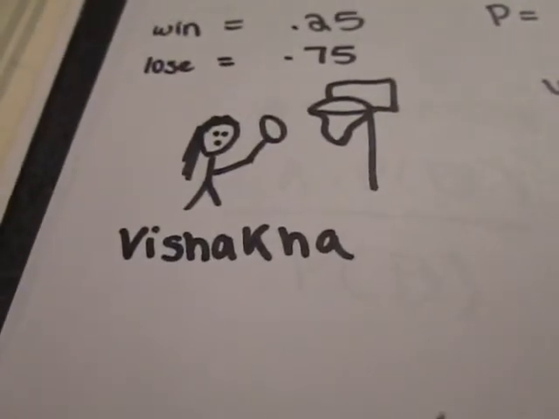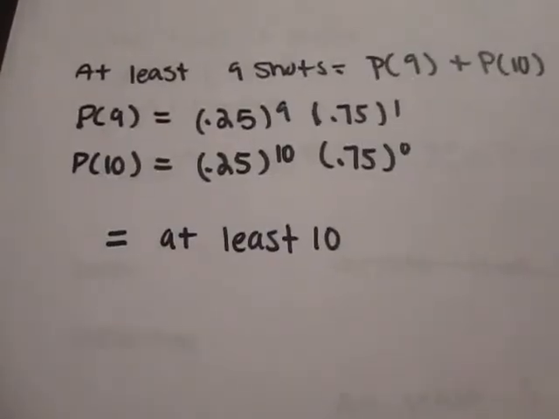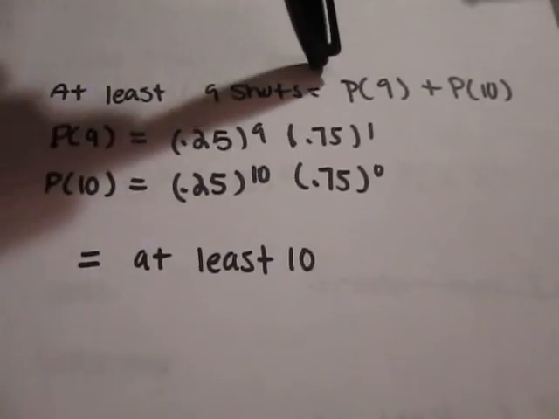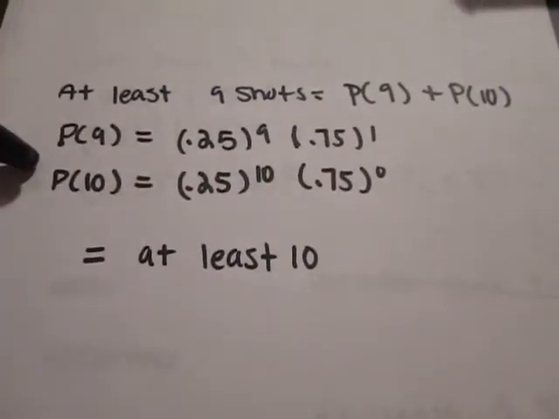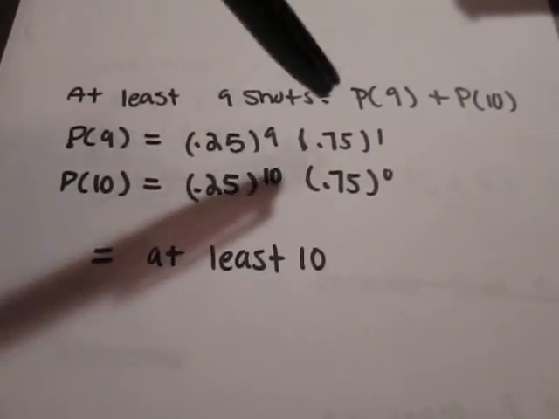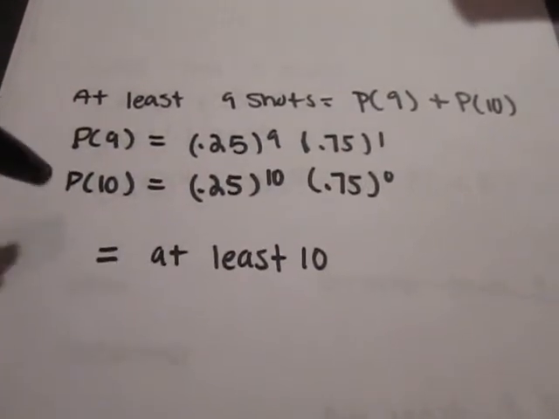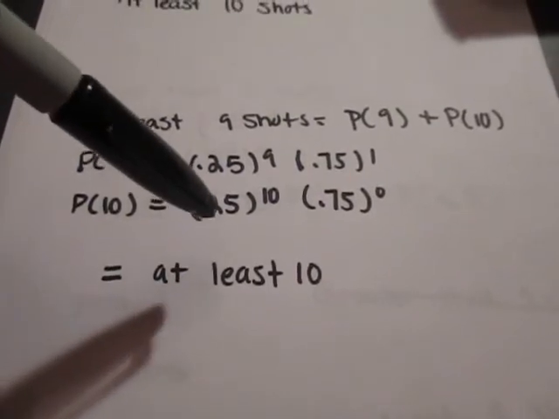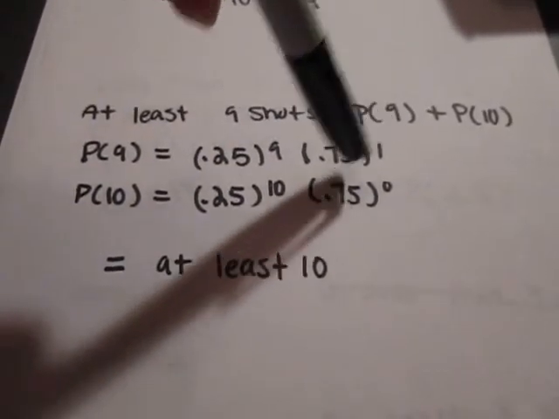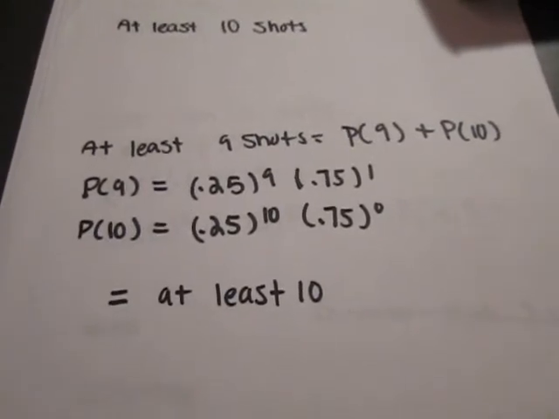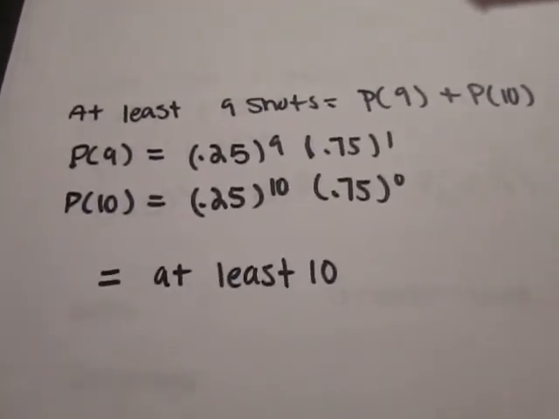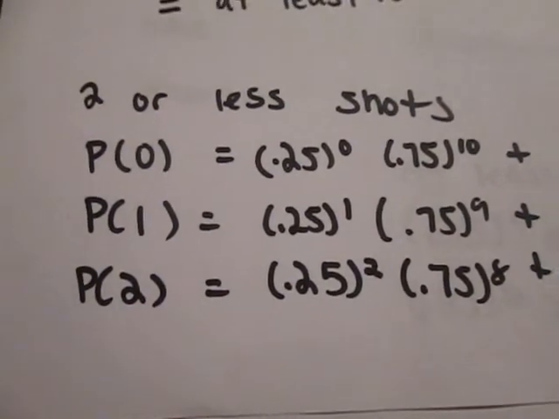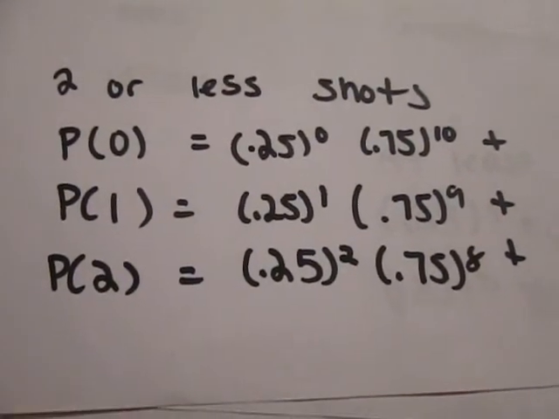So let's say you're asked the probability of Vishakha making at least 9 shots. It would be the probability of 9 shots plus 10 shots. 9 shots would be 0.25 to the 9th times 0.75 to the 1st power. Then plus the probability of 10, which equals 0.25 to the 10th times 0.75 to the 0th. Now that just about wraps up binomial distribution. The same thing would happen if Vishakha makes 2 or fewer shots. You would add the probability of 0, 1, and 2.